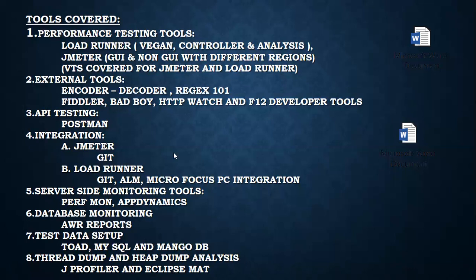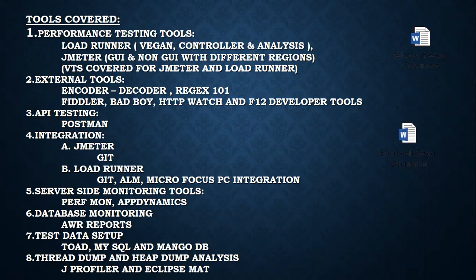And I would like to explain Fiddler, BadBoy, HTTPWatch, and F12 developer tools. We can call these external tools. By using these tools, we can also record the scripts, and we can convert our scripts to LoadRunner or JMeter. In coming classes, we will look a little deeper into these things. And API testing, I would like to show you in both JMeter and LoadRunner with Postman.